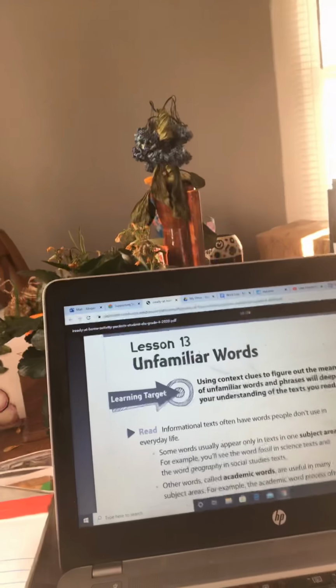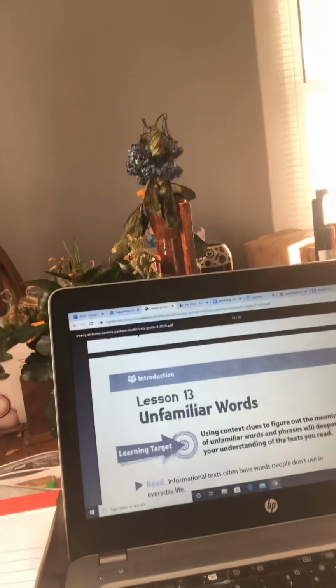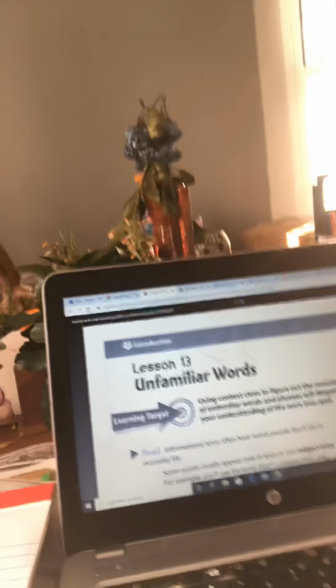Unfamiliar words. So, you should be on this page. It says lesson 13, unfamiliar words. Get to that so that you can follow along. It's page 13. Can you see that good?